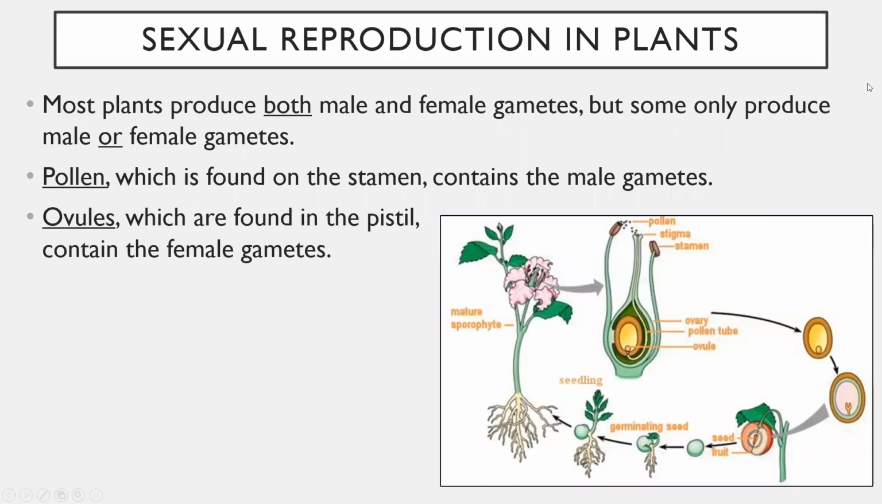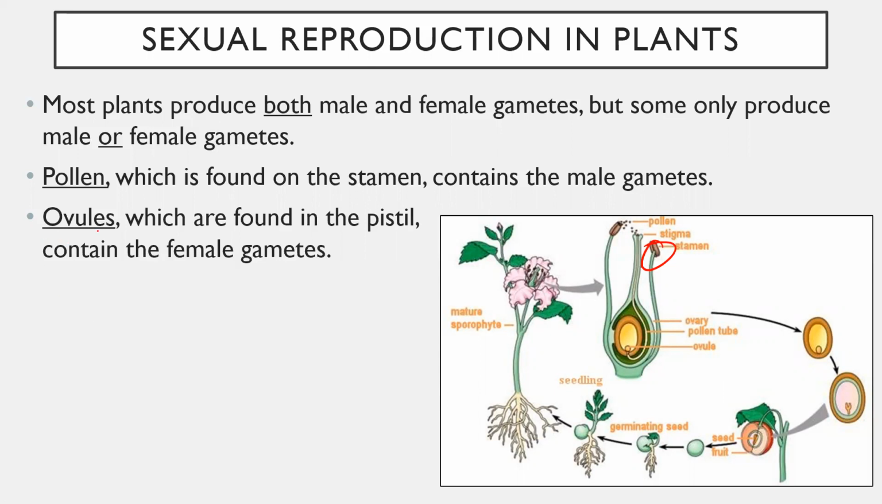So now we'll talk about it in plants. Most plants actually produce both male and female gametes, but only some produce only male or female gametes. So in other words, most plants you look at actually have a male and a female component to them. Some only have one or the other, but for the majority of plants, they do actually have both. Now pollen, the stuff that gives you allergies in the spring, is found on the stamen in a plant, which if you look at this picture here, the stamen is this part, and that contains the male gametes, right? So pollen is the male component of a plant.